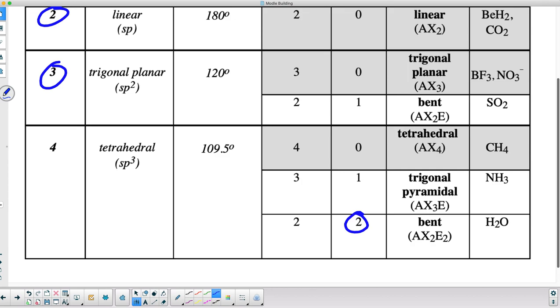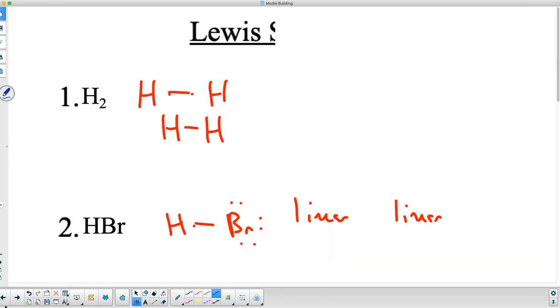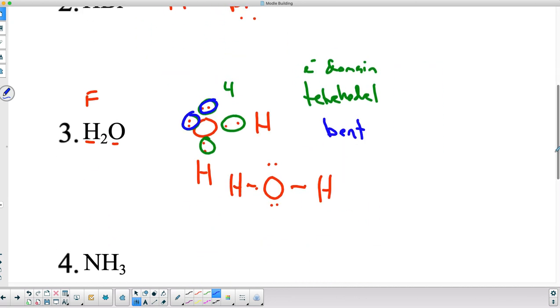Okay, then I have bent. It looks like this, and there's my example. Okay, so I go back here. My electron domain geometry for number 3 is tetrahedral, and then because I have 2 non-bonding, that means it's bent. Okay, so that's how I'm answering this.